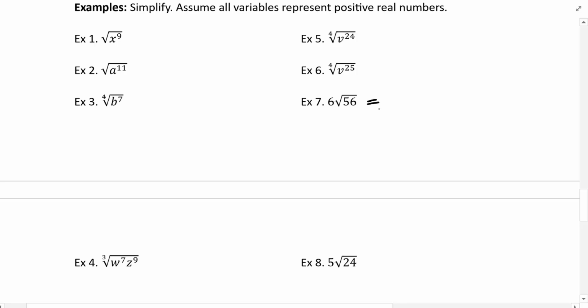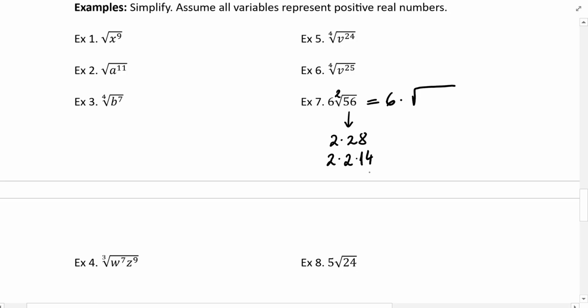So I'm going to do example 7. So we have 6 times square root of 56. So it's square root, if I don't see any index there, then it's 2. So the plan is, if I actually had a perfect square, I could calculate the square root, right? So the idea is to try and write 56 as a perfect square times whatever factor we get. So 56 is 2 times 28, or 2 times 2 times 14.